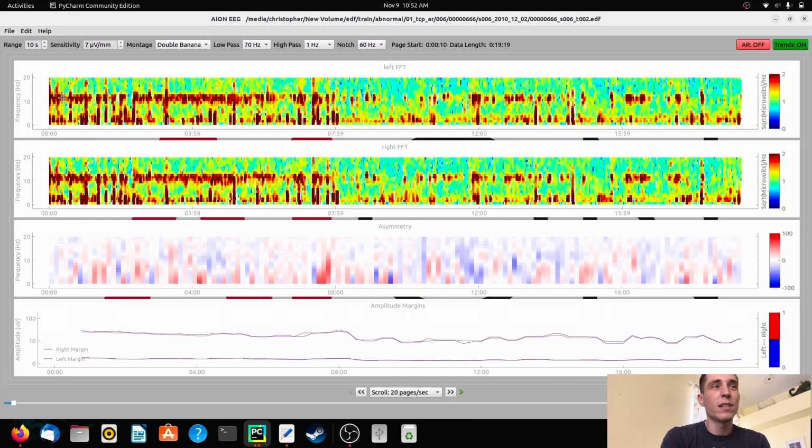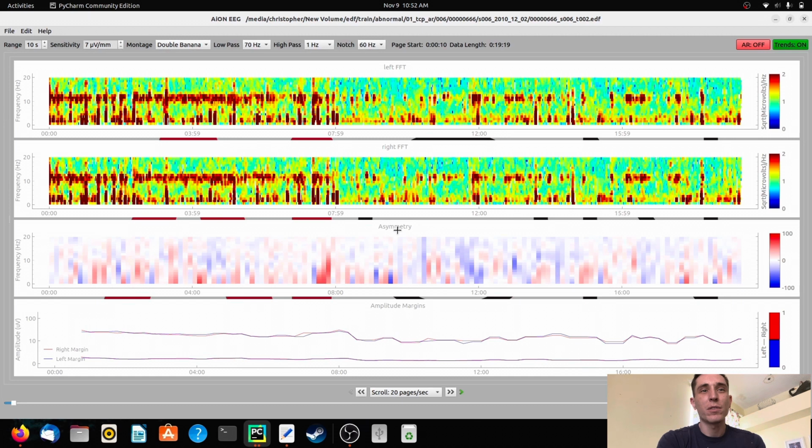So if we see this red line right here, 10 hertz is here, 11 hertz is here. Why is there this dark red line at 11 hertz? What could this be, guys? What is the mystery of this dark red line at 11 hertz? Well, guys, this is showing that the person has an 11 hertz posterior dominant rhythm.